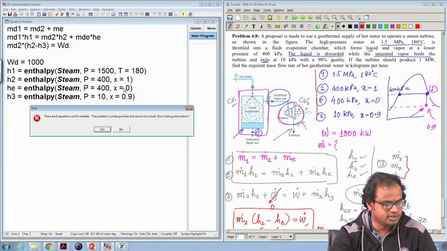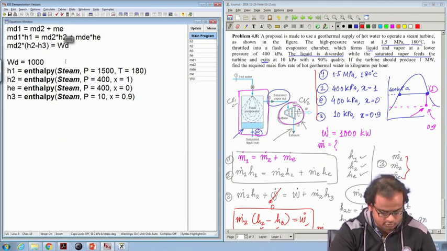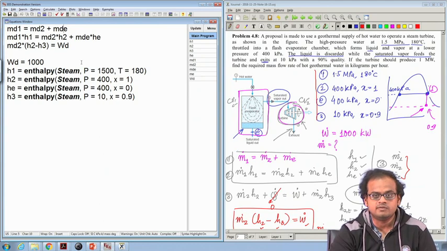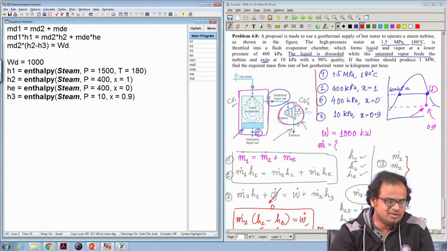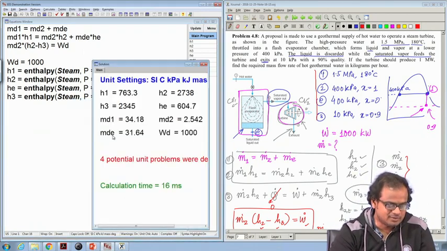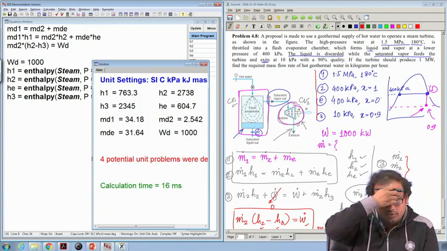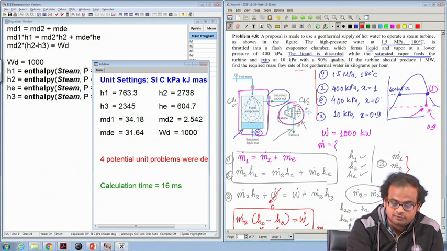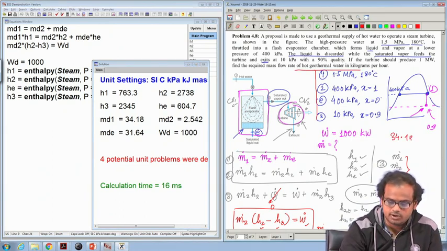Oops, so there is a small error. This should have been m dot e. So, the software told us that either there are more variables or fewer equations, and that clearly meant I have named a variable wrong. These are small errors that creep in. So, anyway, we are able to solve the problem and the final solution. So, the required mass of geothermal water is m dot 1, which is 34.18 kg per second.